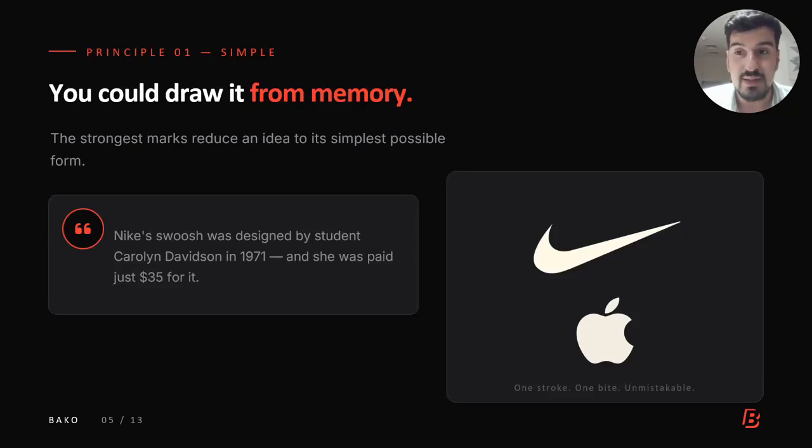So number 1 is keeping it simple. You can see the Apple and the Nike logo, and even a 7-year-old can draw it from memory because it's so simple. And a unique logo and a very impactful, iconic logo is something that's extremely simple and you can recognize it instantly. If you took the leaf away from Apple, it's no longer recognizable. So this is as minimal as it could possibly be, and it's instantly recognized by millions of people.